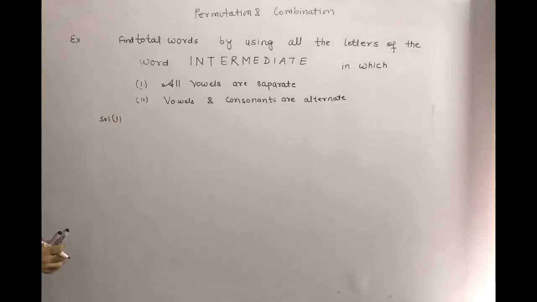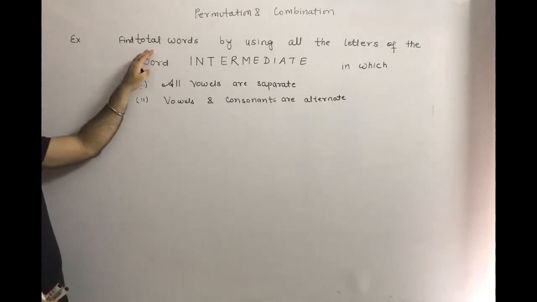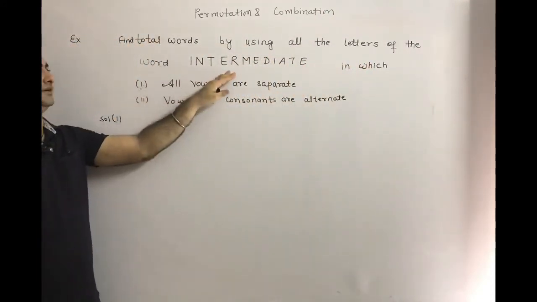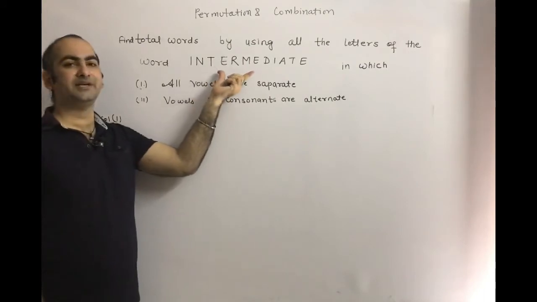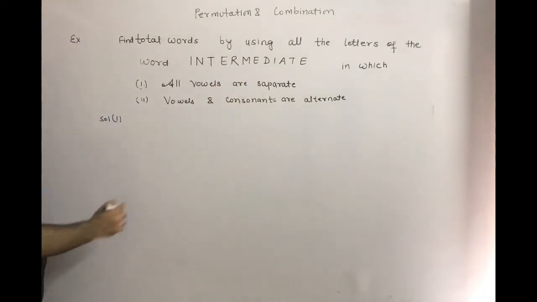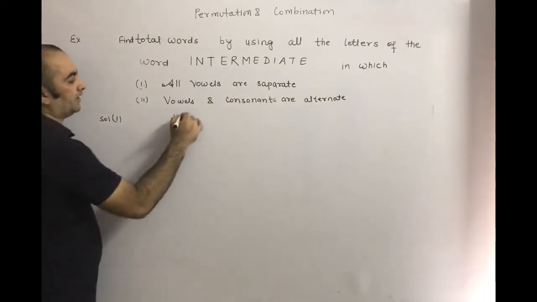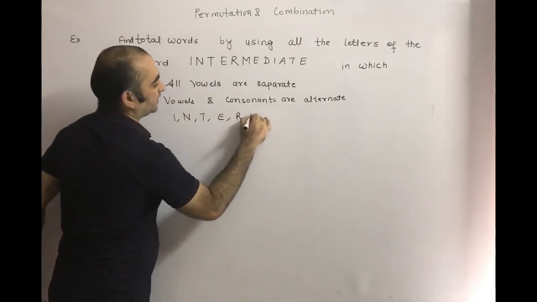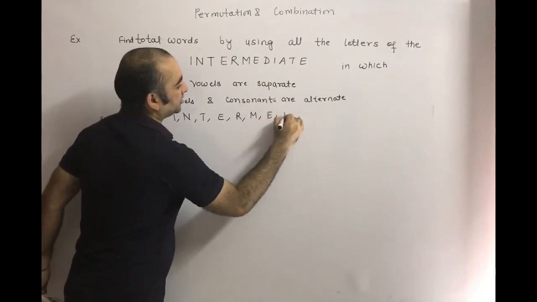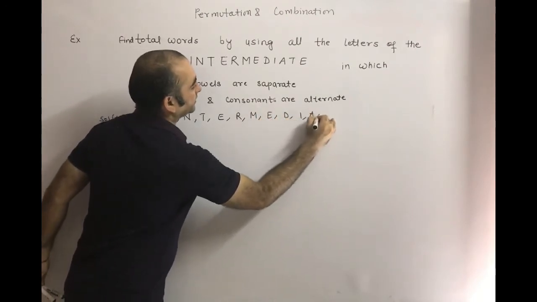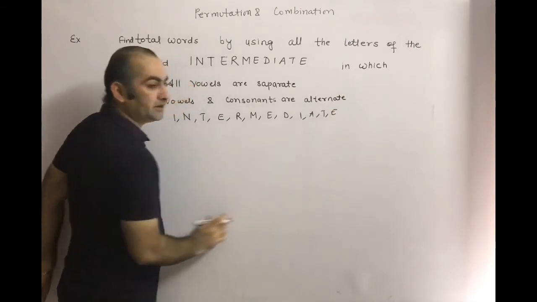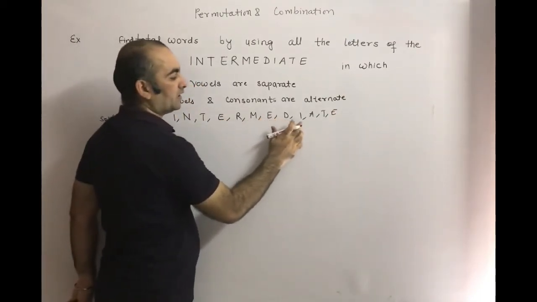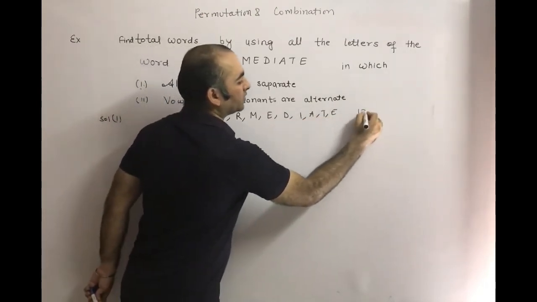According to the problem, we want to find the total words by using all the letters of the word INTERMEDIATE. First we will find out how many letters are there: I, N, T, E, R, M, E, D, I, A, T, E. Here 1, 2, 3, 4, 5, 6, 7, 8, 9, 10, 11, 12. So there are 12 letters.